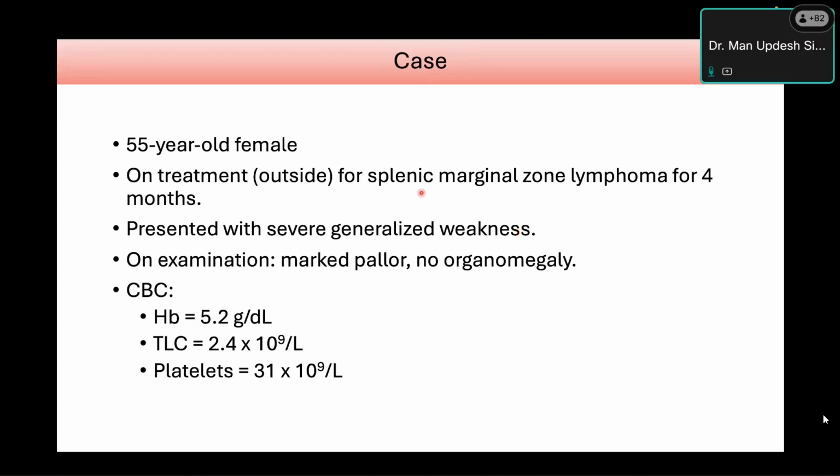So we go to a second case, a 55-year-old female. The patient was on treatment for apparently splenic marginal zone lymphoma. We didn't have any papers besides the diagnosis written somewhere for 4 months, and she came with generalized weakness. On examination, the patient had marked pallor, no organomegaly at the time of presentation. The CBC showed severe anemia, TLC 2,400 per microliter, and platelets 31,000 per microliter. So there is pancytopenia at the time of presentation, no organomegaly, and the patient was on some chemotherapy for a lymphoma.